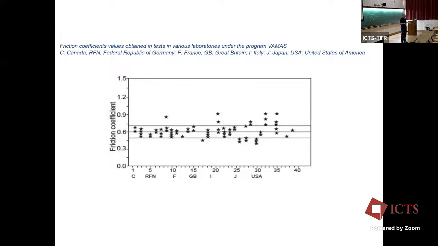This was perceived as a problem in engineering circles. Something was wrong with the idea of a static friction coefficient. So someone sent the same samples, or the same specifications of samples, to various friction labs across the world. And this is the friction coefficient of these standardized samples as a function of the country. Now this is an old thing, so this, I think, is West Germany at the time. Federal Republic of Germany, Great Britain, France.